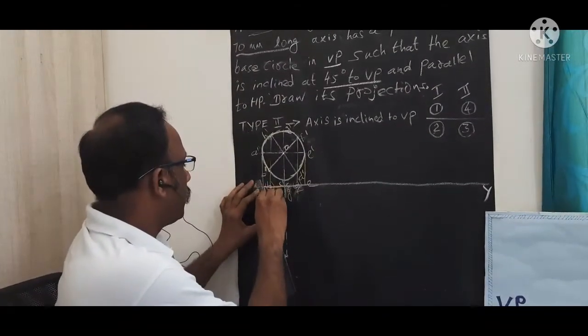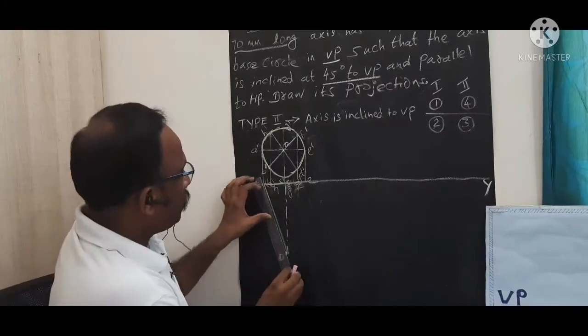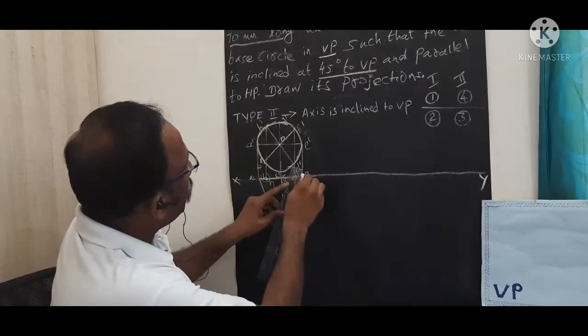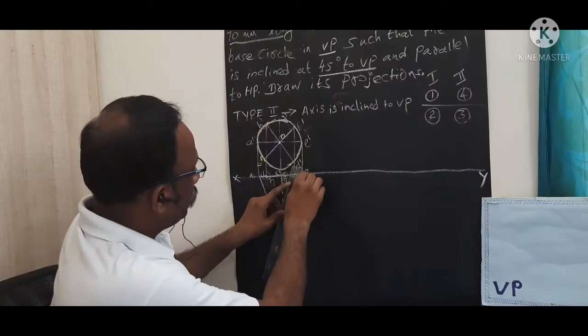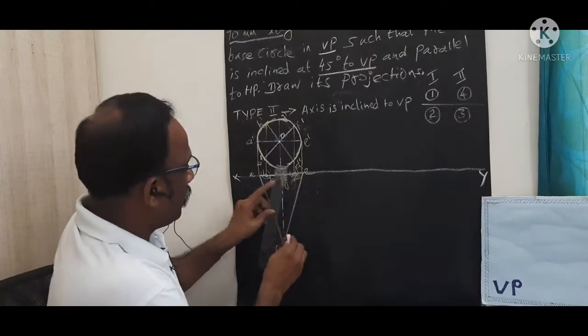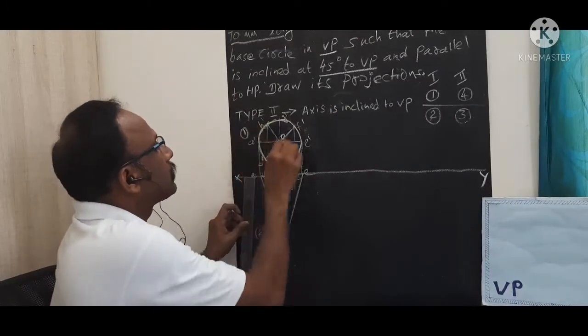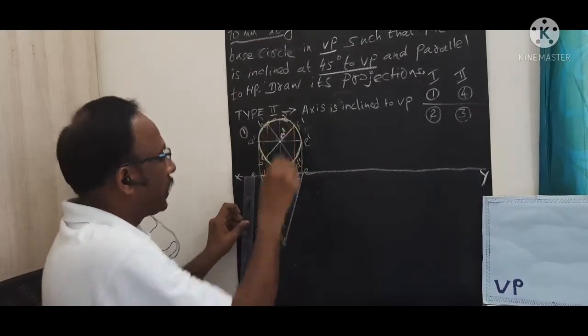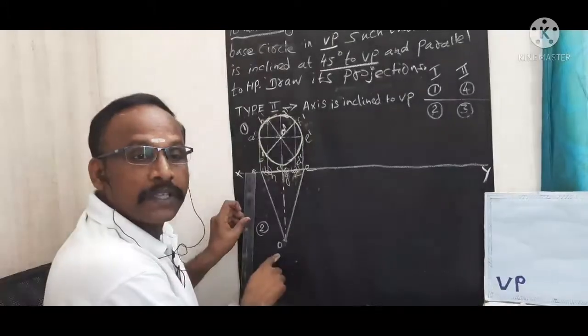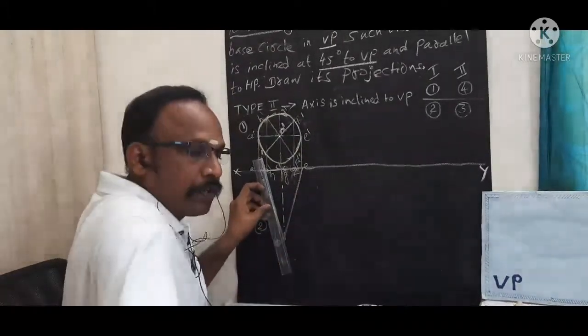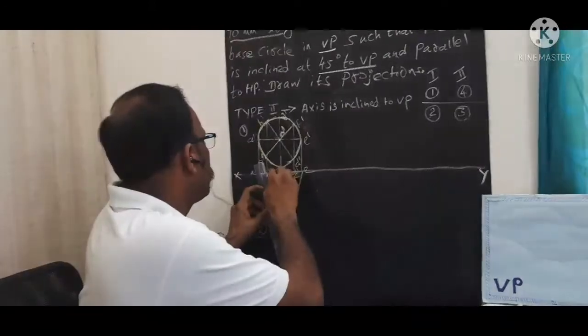So I need to join A and O. Similarly, A and E. So this is my second step. This is the first step. This point is O dash. The top view point, the apex point, is O. Right? Other lines I need to draw as light lines.